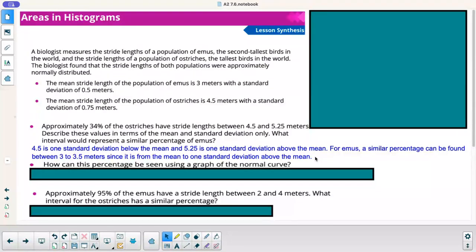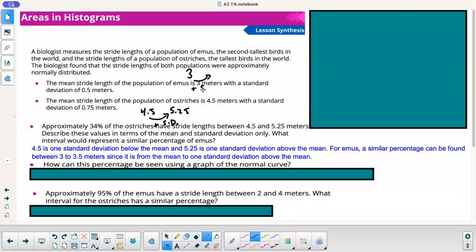Okay, so think of it like this. My mean is 4.5. That's my mean. If I wanted to go one standard deviation, I would be up to 5.25, because I'm going to add the 0.75. And then here it'd be 3 is my mean. If I want to go up one standard deviation, I'd be up here at 3.5. Okay.